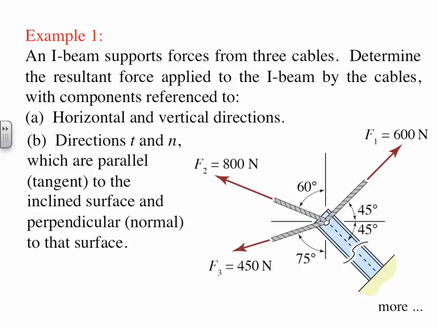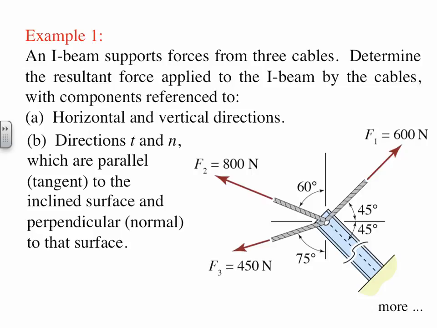In this case, the tangent direction will be along the incline supporting the I-beam, and the normal direction will be normal or perpendicular to the incline. This normal direction also is aligned with the beam's axis.